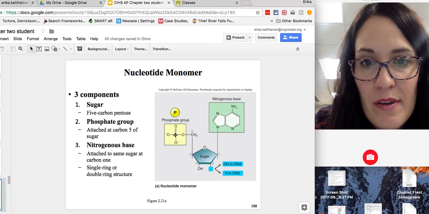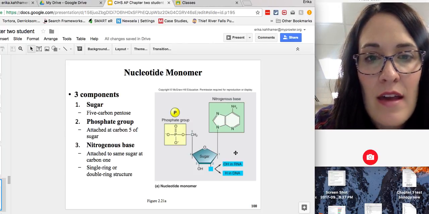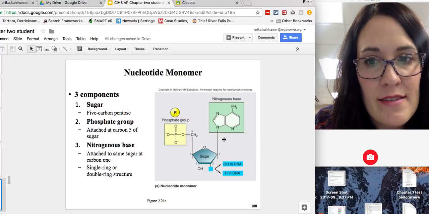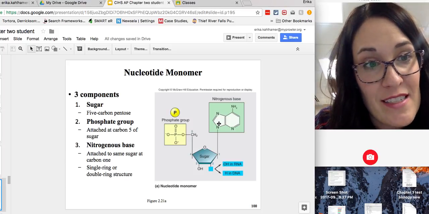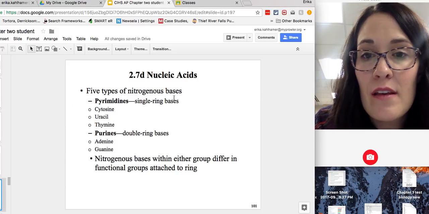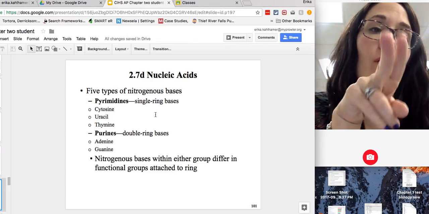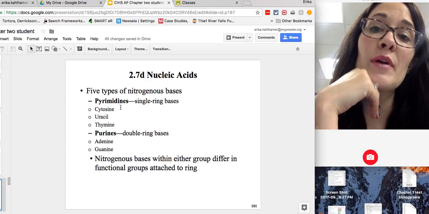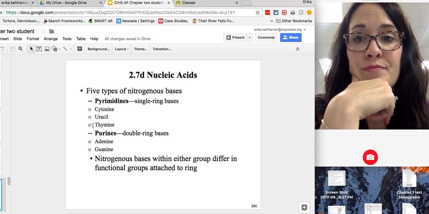A phosphate group, you can see the phosphate attached on one end. And the other end, we have a base. This base, nitrogenous base, because it has nitrogen, can have 2 rings or just 1. The bases can be split up into groups based on whether it has 1 ring or 2. The pyrimidines have 1 ring. The purines have 2.